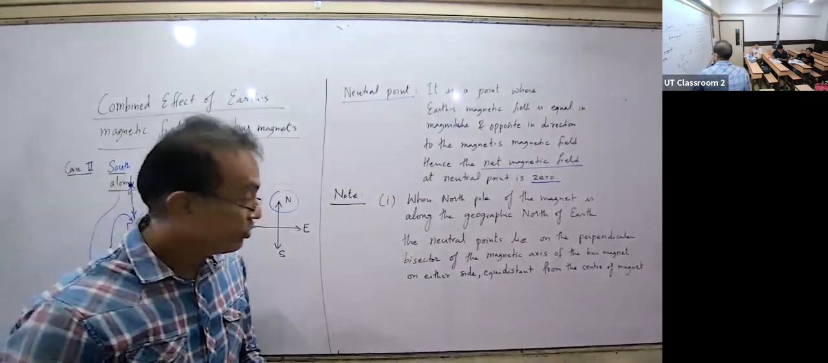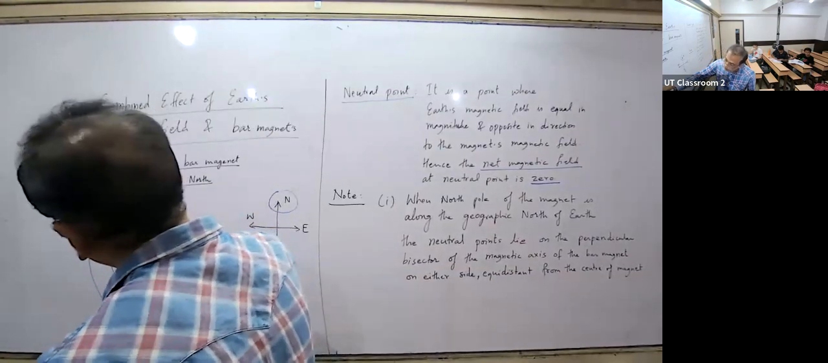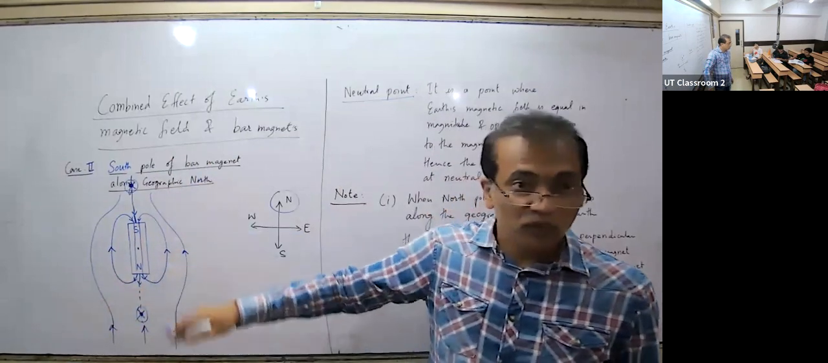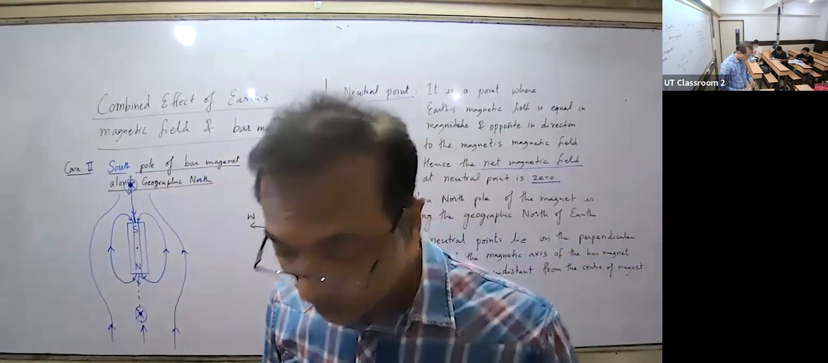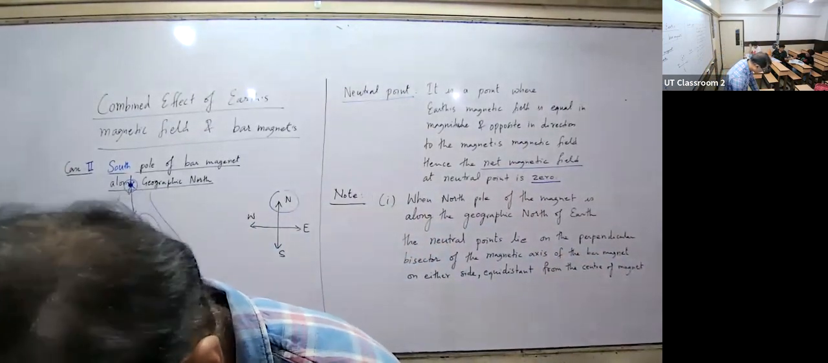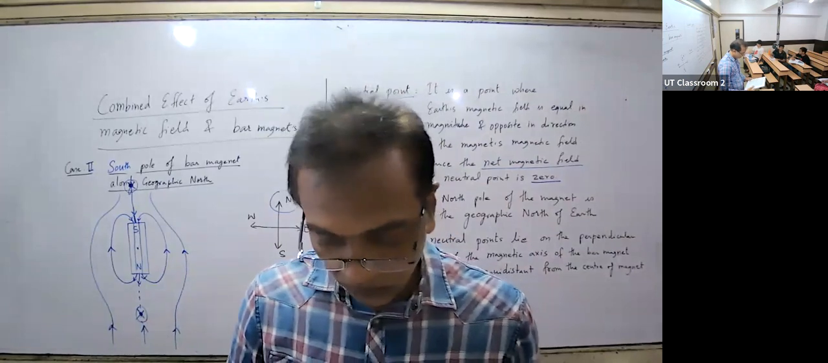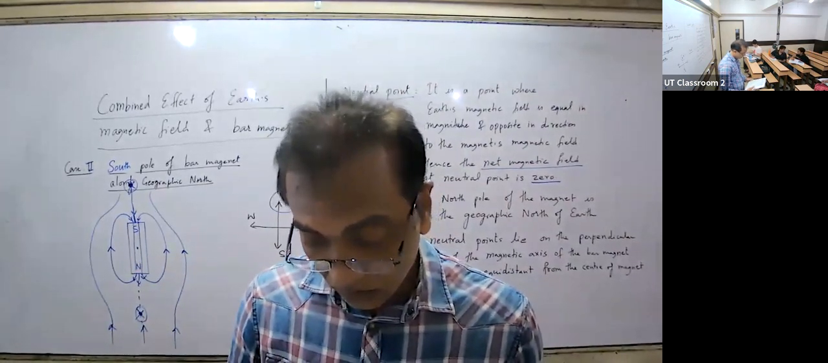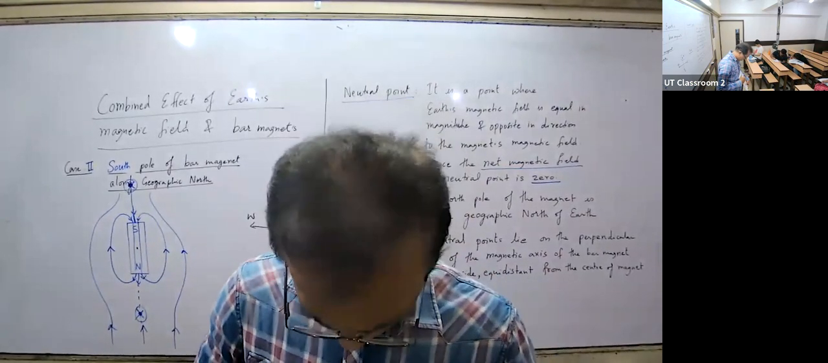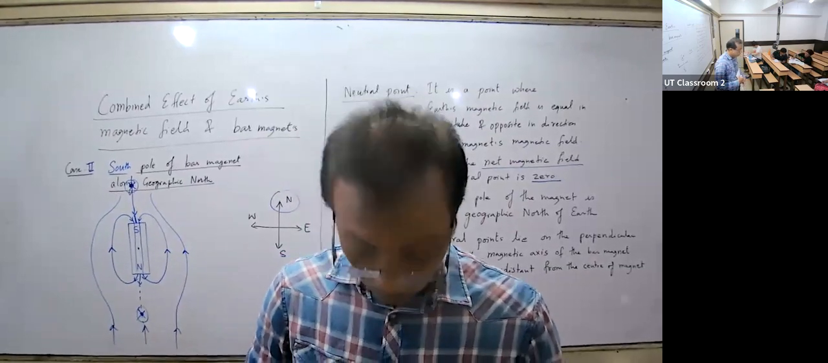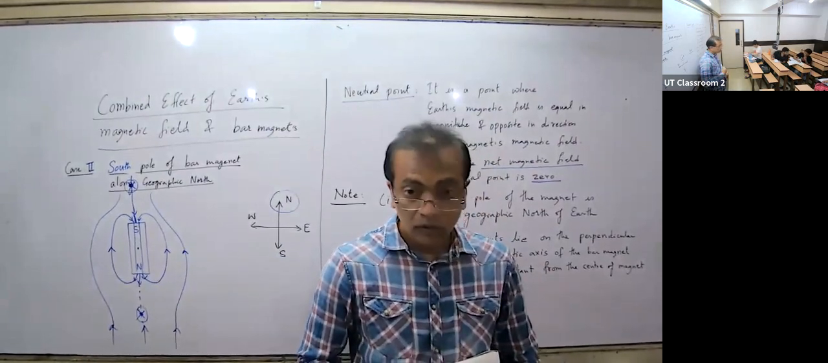So in this case, the neutral points will lie on the magnetic axis on the two sides, equidistant from the center of the magnet. Is it clear? You can see the diagram in the book. So that's diagram 10.10. Can you see the cross? Here and here. Can you see the cross? X, X. So the cross is the neutral point.